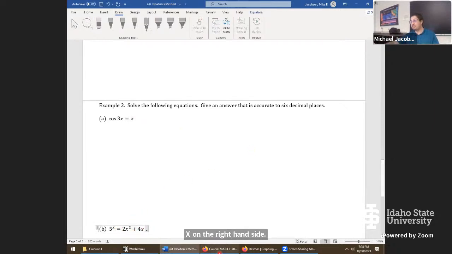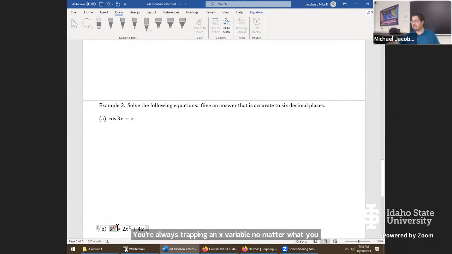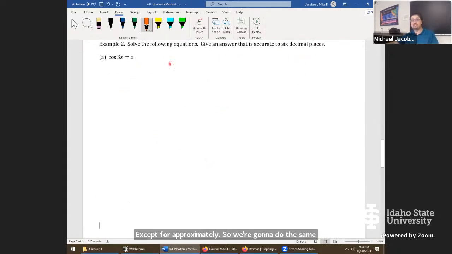This one's just as bad. To solve this for x, you might try the natural log, because then you can get x to come down from the exponent position. But now all of this is trapped in the natural log, and you have an even worse problem. So these are just some really strange equations. I don't have a toolkit for solving these, except for approximately. So we're going to do the same exact kind of process. We want our answers accurate to 6 decimal places.